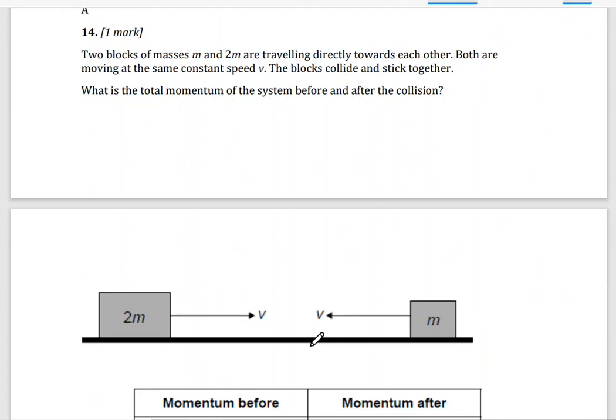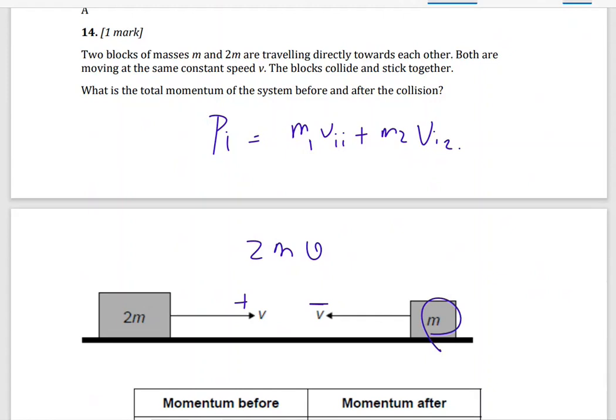So what is the P initial? P initial is the mass of the first object times the velocity initial of the first object plus the mass of the second object times V initial of the second object. Velocity to the right is positive, velocity to the left is negative. So mass of the first object is 2m times the velocity v. Mass of the second object is m, velocity is negative, so it will be minus m times v. So this is P initial. 2 minus 1, it will give me m times v.